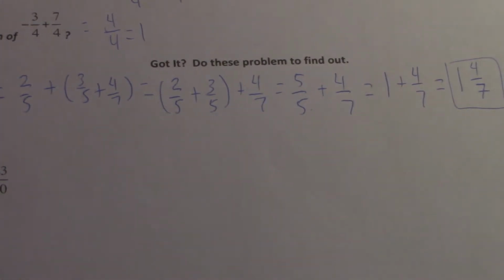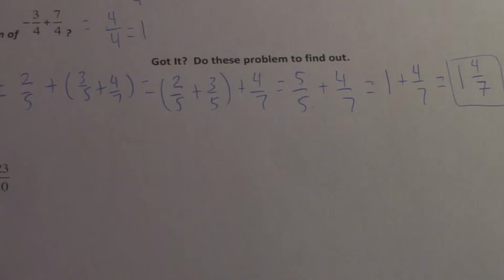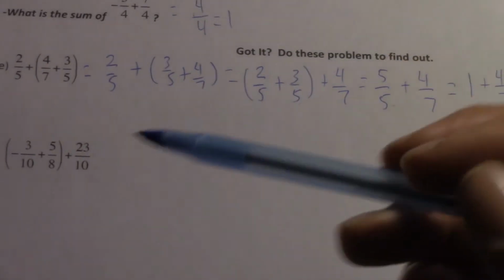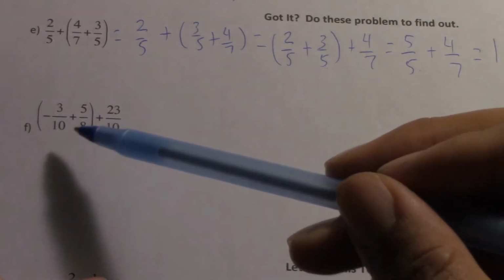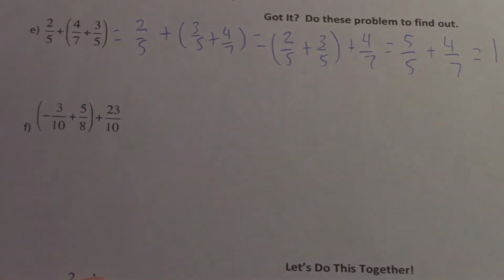You'll notice that there was a larger blank space here than say some of the other problems. That's because this is probably the lengthiest problem that we're going to accomplish today. So the first thing I want to do is look at my fractions and notice that I have different denominators, with the exception of negative 3/10 and positive 23 over 10.